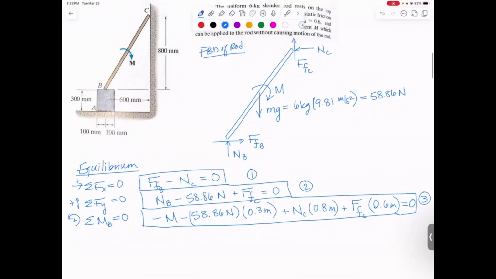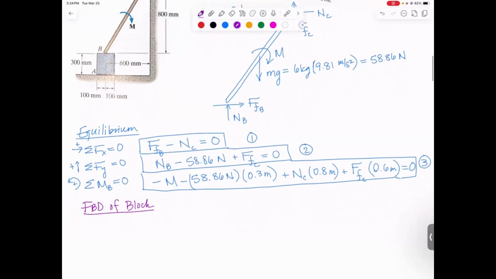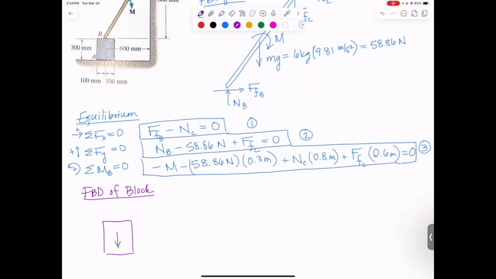To make progress here, we need to do a diagram of the other part that's contacting this. So let's do a diagram of the block. It is a rectangle and it has a weight in the middle, mg. Its mass is 3 kilograms and g is still 9.81 meters per second squared. And we get that the weight is 29.43 newtons.